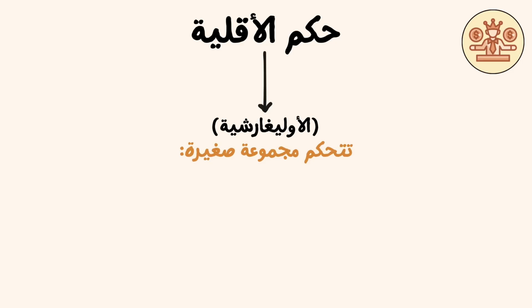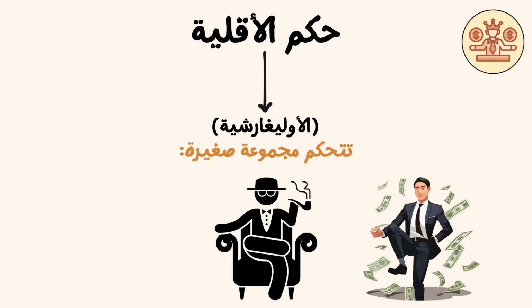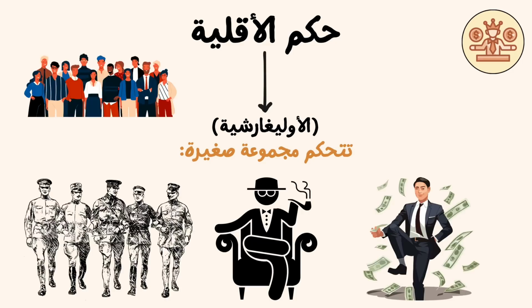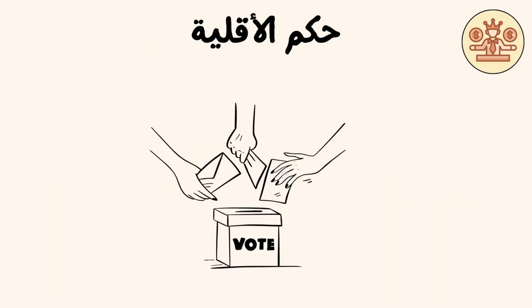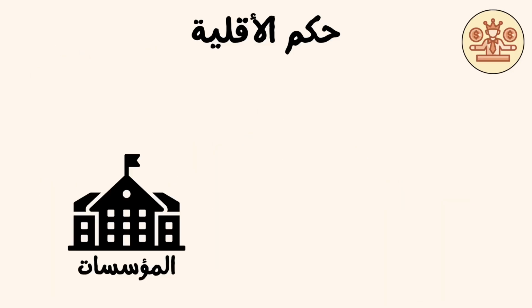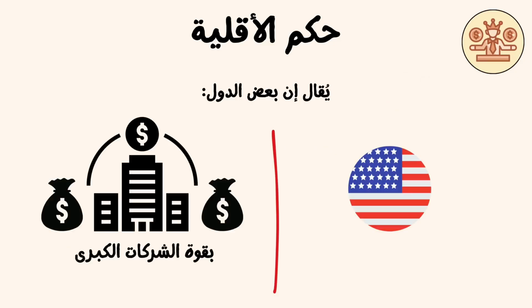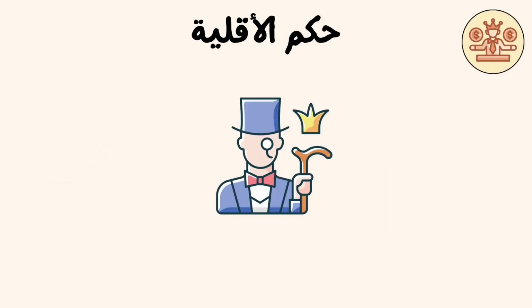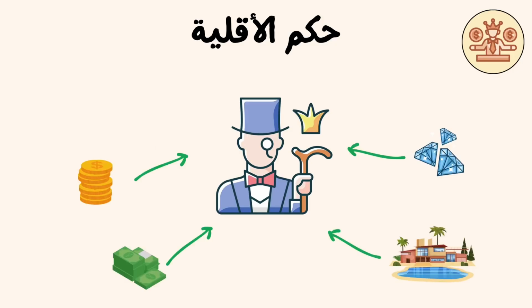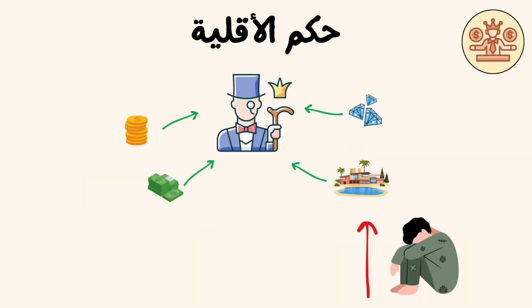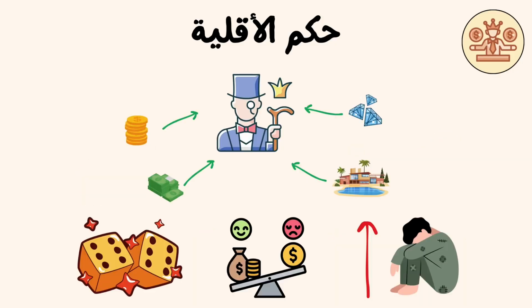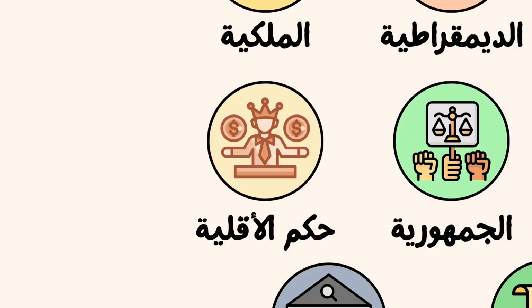Oligarchy is a system where a small group of wealthy individuals, influencers, or military figures control the government, while ordinary people are excluded from decision-making. Elections are usually symbolic, and institutions serve the interests of this elite. It is said that some countries, like the United States, are heavily influenced by major corporations, making them closer to this model. The main flaw is that the elite may govern in a way that serves only their interests, increasing poverty, class division, and monopolization of opportunities.